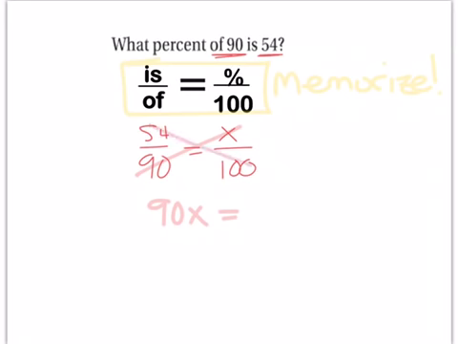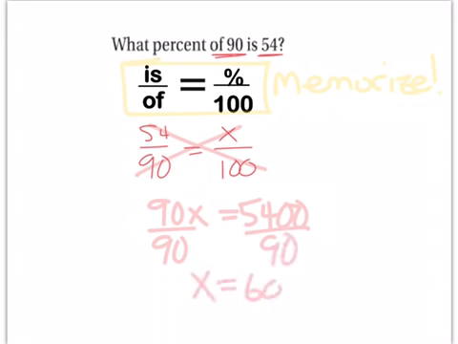90x equals 5400. Divide each side by 90, x equals 60.